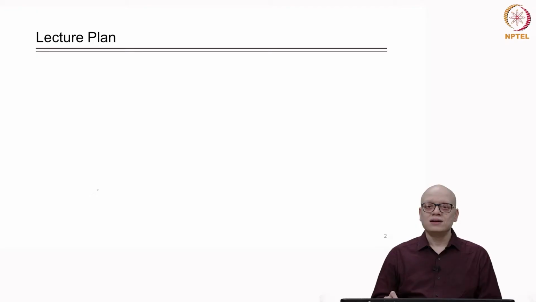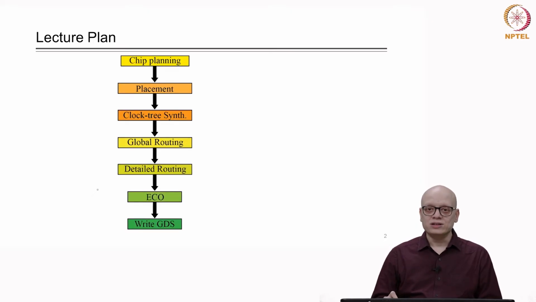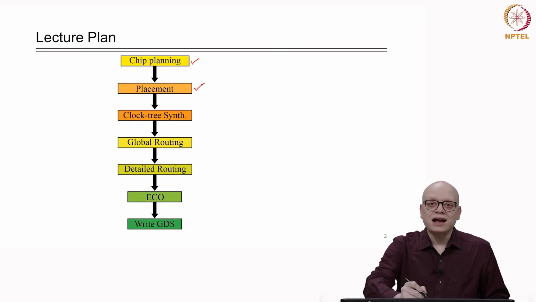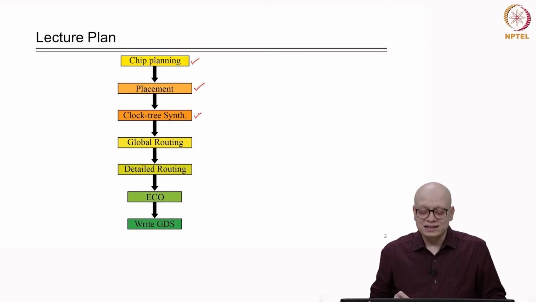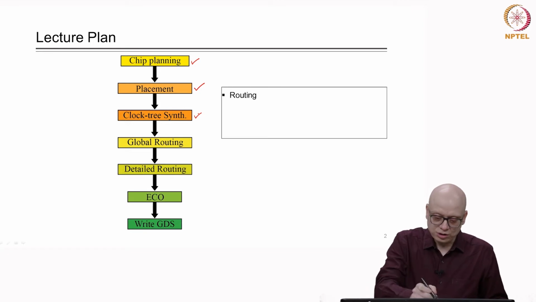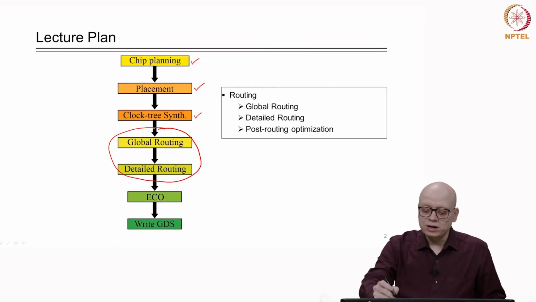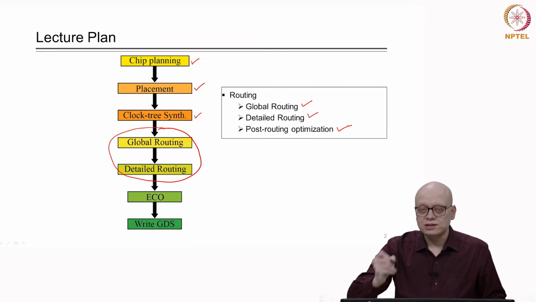This is the 41st lecture. In this lecture, we will be discussing routing. In the earlier lectures, we had seen that the physical design is broken into simpler tasks which are shown in this figure, and we had looked into chip planning, placement and clock tree synthesis. In this lecture, we will be looking into routing. Specifically, we will be looking at global routing, detailed routing and then post routing optimizations.